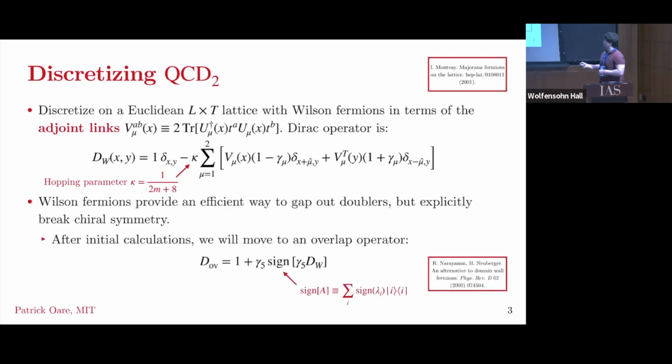Of course, Wilson fermions, while they gap out the doublers, they also sort of destroy the chiral symmetry of the system. So this is very much a proof of concept. And once we get things working with Wilson fermions, we plan to move to an overlap action. So overlap actions have exact lattice chiral symmetry, i.e. the Ginsparg-Wilson relation, but they're a lot more computationally demanding to compute.